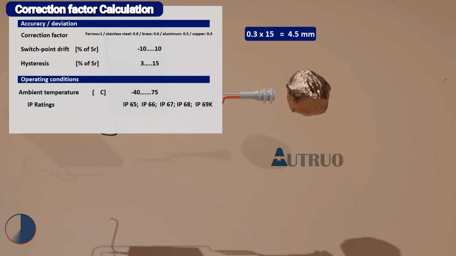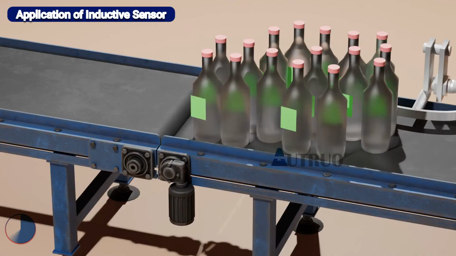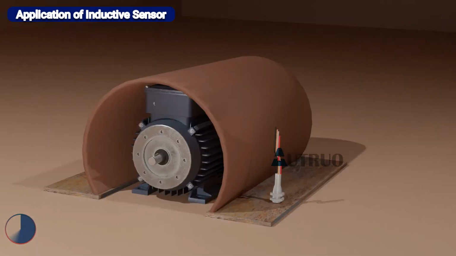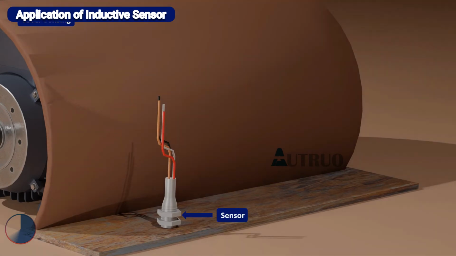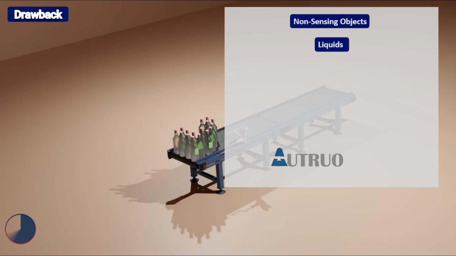Let's look at its application in manufacturing environments. Inductive sensors are used to sense objects on moving conveyors. They can also be used to monitor installed objects, such as the protective casing of equipment. Again, this type of sensing device has its own drawbacks. Inductive sensors can only be used to sense metallic objects. This means they are not suitable for sensing liquids, dust and other non-metallic objects.